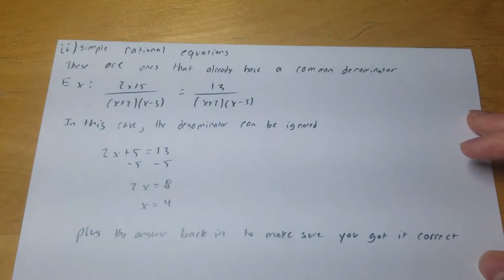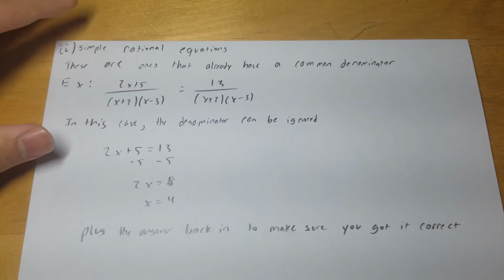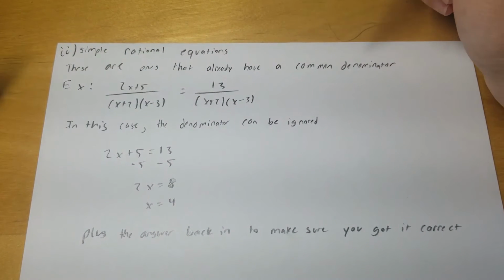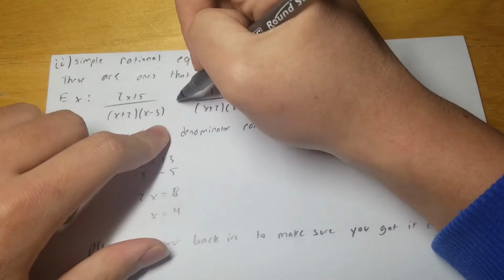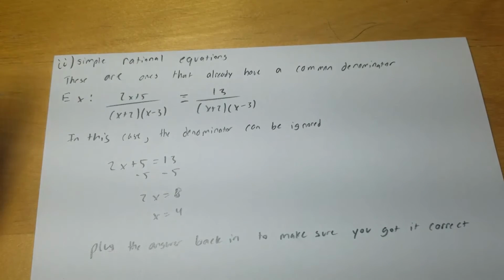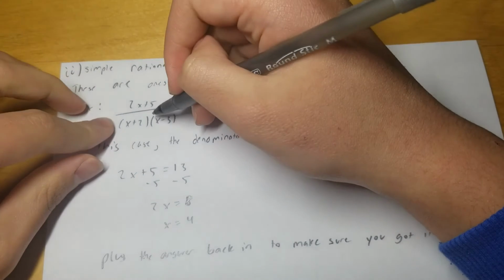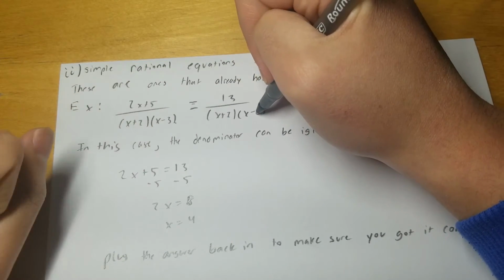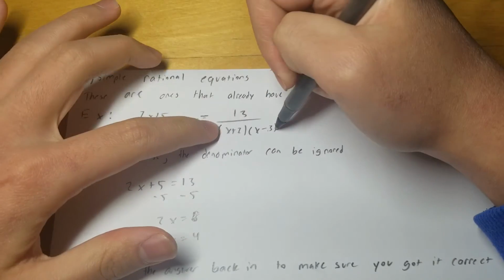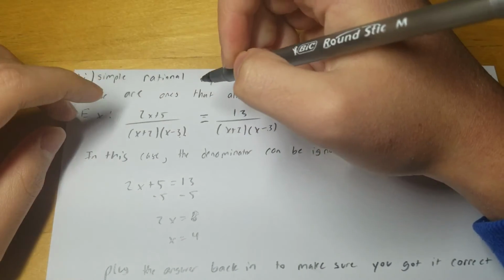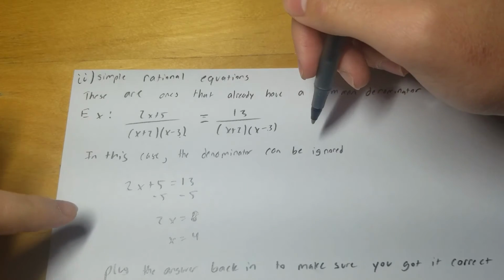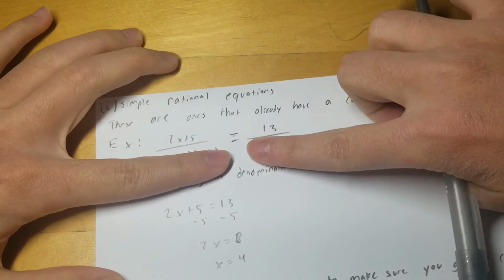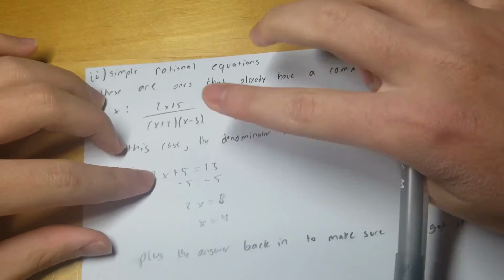And then next one would be simple rational equations. These are ones that already have a common denominator. So it's like when you set them equal to each other, like this. So 2x plus 5 over x plus 2 times x minus 3 equals 13 over x plus 2 times x minus 3. In this case, you know that I have a common denominator, and since they equal each other, the denominators are exactly the same, they can be ignored. So what you're left with is only the top functions. I mean the top problem right here. So you'll set that as their own problem.